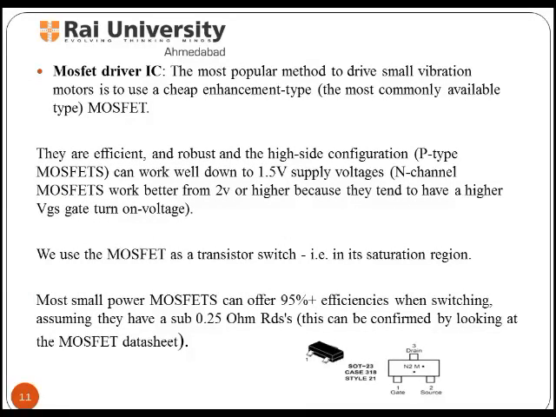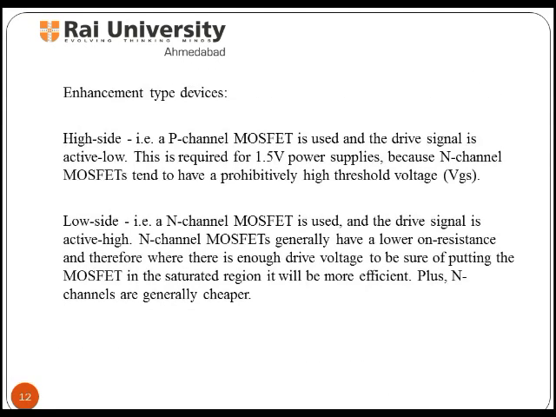The most popular method to drive a small vibration motor is to use a cheap enhancement type MOSFET. They are efficient, robust, and the high side configuration can work well down to a 1.5 volt supply voltage. We use the MOSFET as a transistor switch, that is, in the saturation region. High side, that is a P channel MOSFET, is used and the drive signal is active low, and low side, that is an N channel MOSFET, is used and the drive signal is active high.